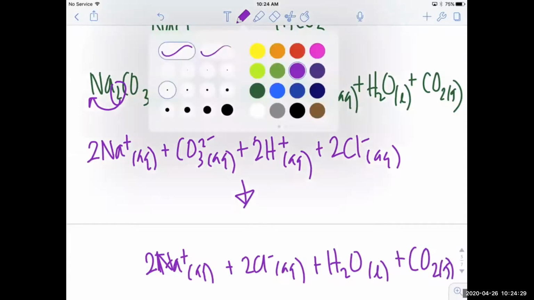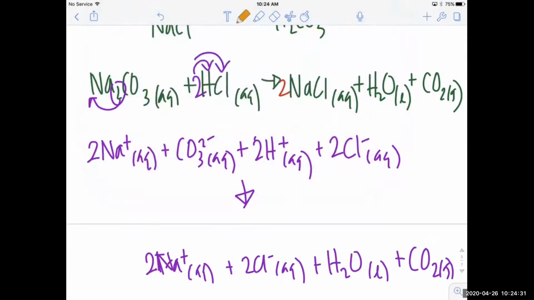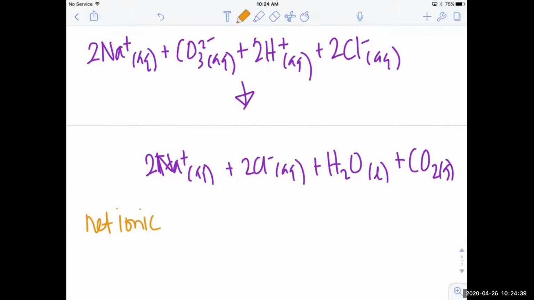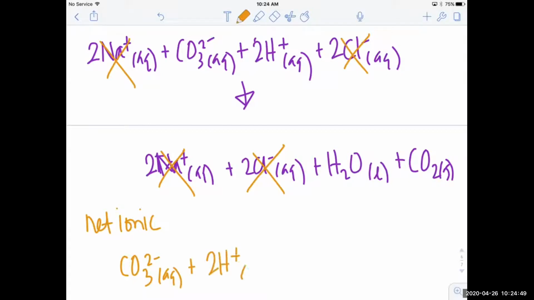I'm going to go ahead and write out my net ionic. Feel free to pause this video at any time so you can write down your answers or write down a guess and then check it with what I have written down. So we see that we have the Cls and the Nas. So this is just going to be CO3 2 minus, aqueous, plus 2H plus, aqueous, goes to H2O liquid and CO2 gas.